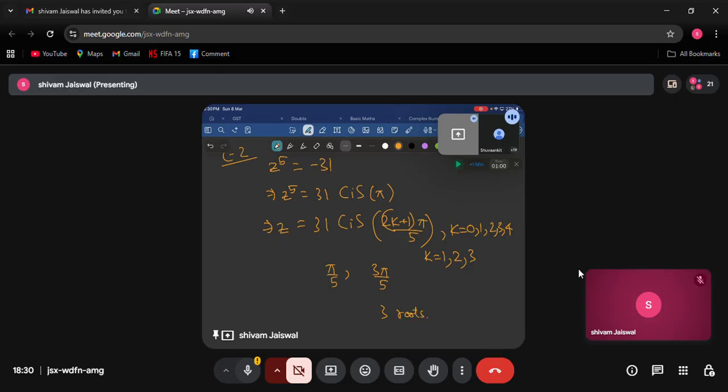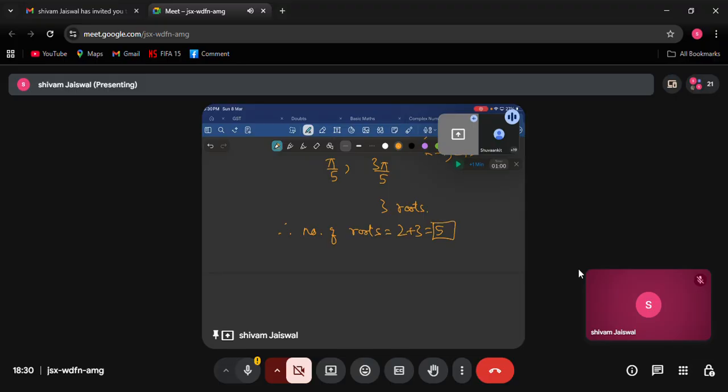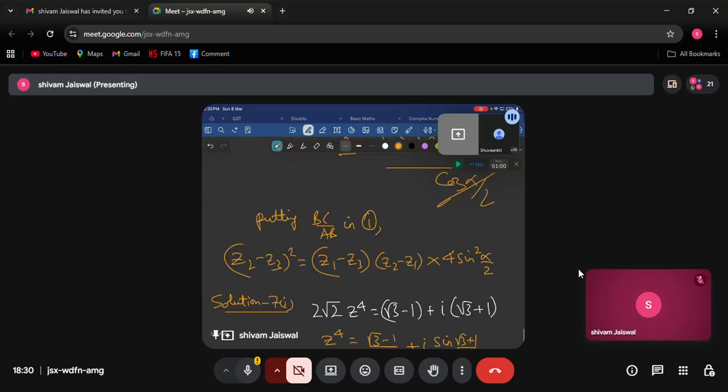Tell me, is it clear? Okay. So over here the number of roots will be 2 plus 3, which is 5. Is it clear? Yes, sir. Next. Let us move on to the last one.